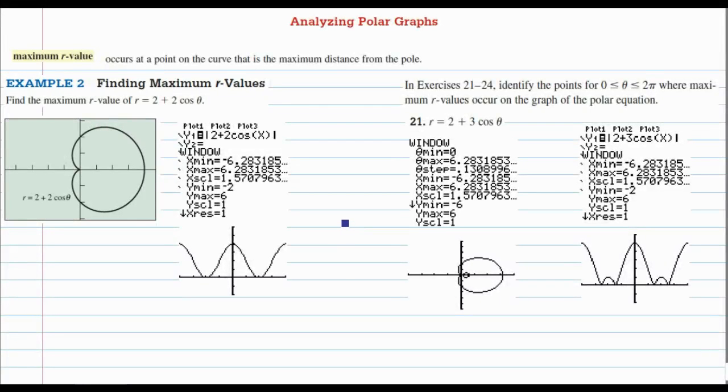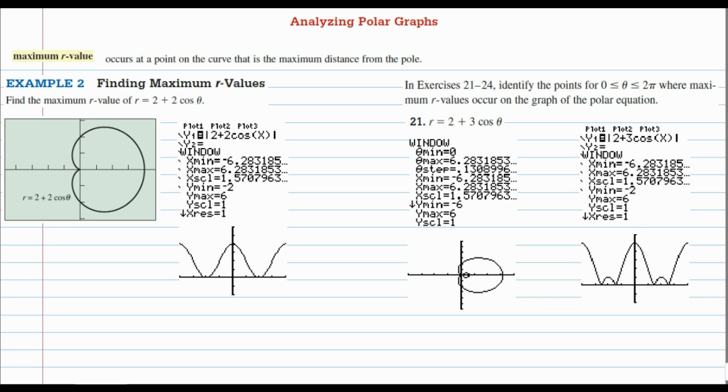This is the screencast for section 6.5, example 2. We're going to look at finding maximum r values. Now, r is the radius of a triangle that we have drawn when we freeze this polar function, but r also represents its distance from the origin.